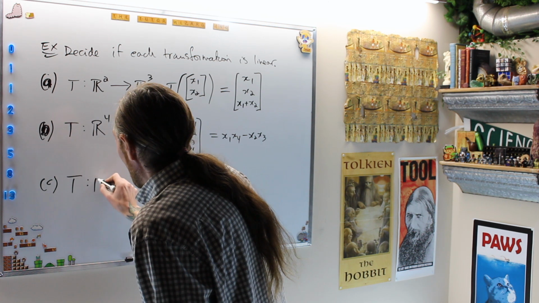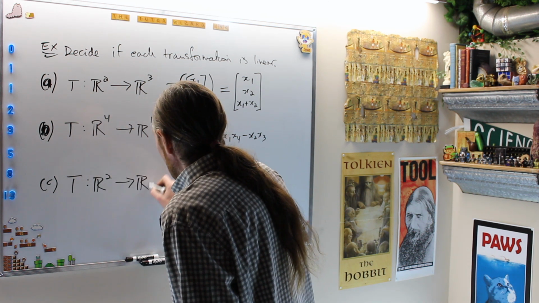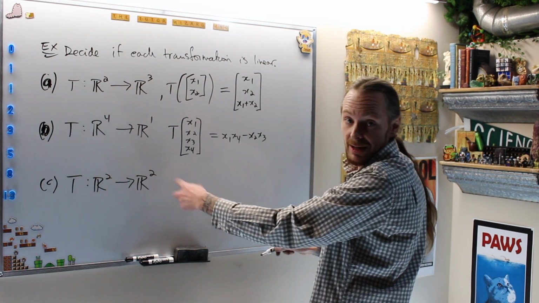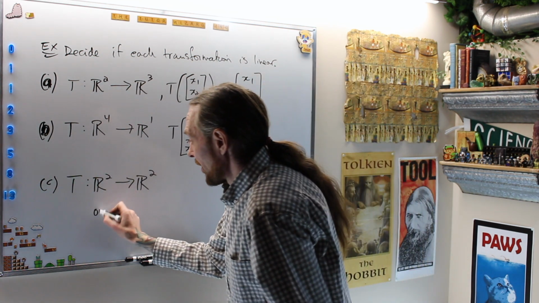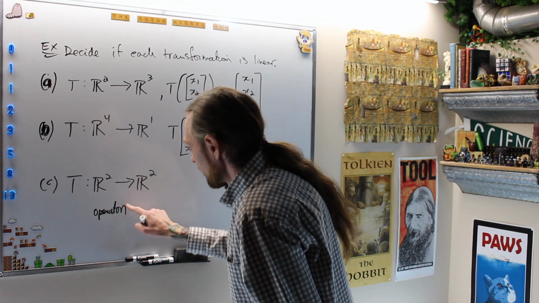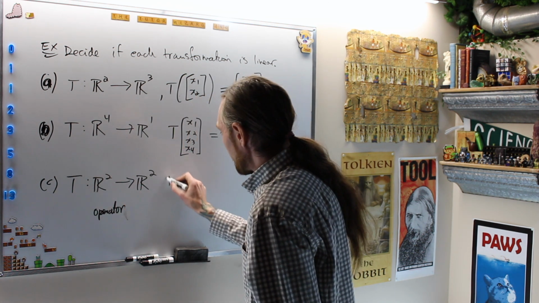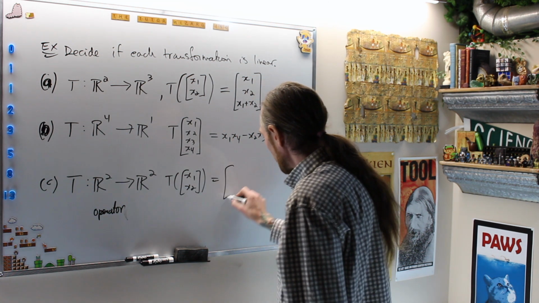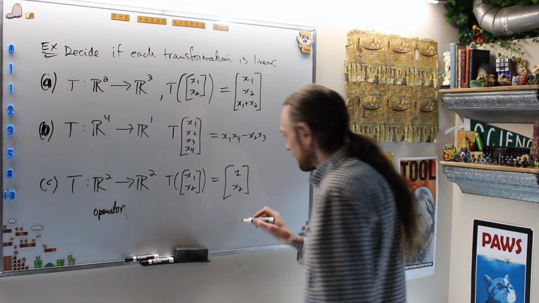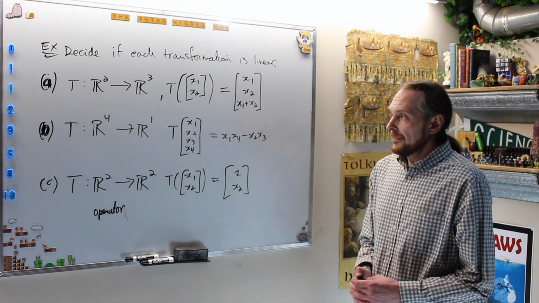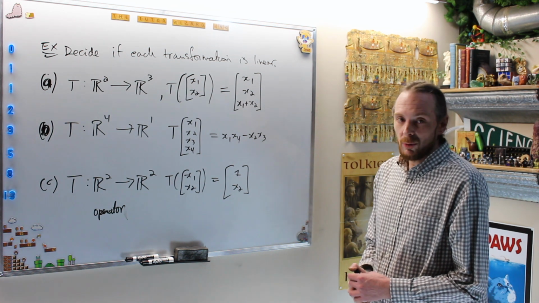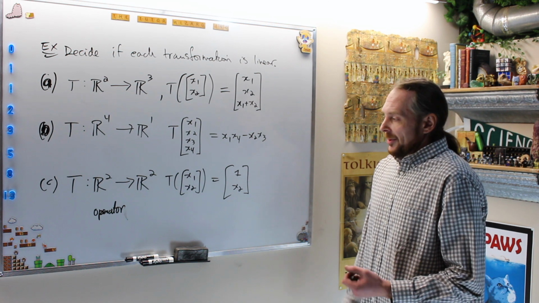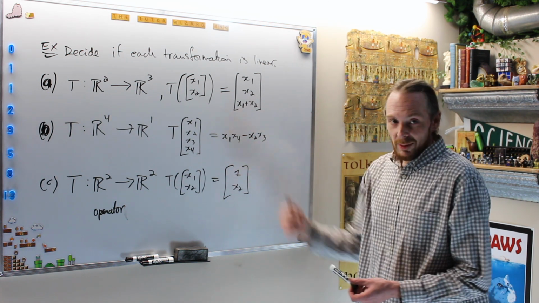Let's do T from R2 to R2, the same dimension. So this one went up, this one went down, this one went straight across 2 dimensions. So this one's an operator on R2. And we're going to do T of (x1, x2) equals (1, x2). Let's try these. Now I'm going to have to remember what the heck they were, so mental memory. I'm pretty sure I remember what those are.